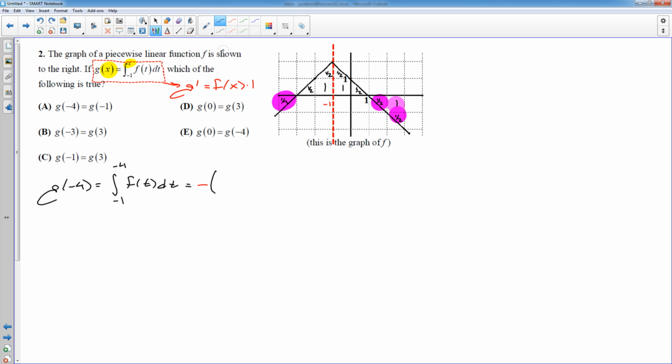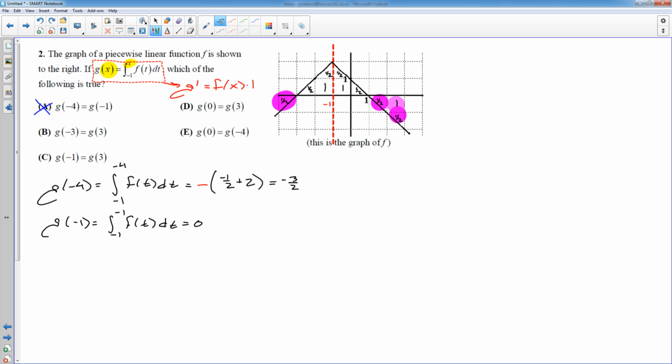So when I'm computing the area from negative 1 to negative 4, that total area would be negative 1/2 plus, and then I have 1, 1/2, another 1/2 is an area of 2. But since I'm going from right to left, that would create another negative. So what's negative 1/2 plus 2? 3/2. So the actual answer is negative 3/2. G of negative 1 is going to be the area from negative 1 to negative 1. I don't even need to look at the graph of that one because I'm not going anywhere. That area is 0. And those are not the same, so I will count that one out.